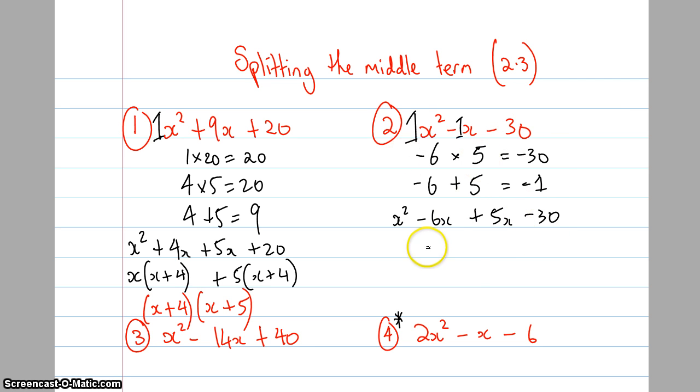Okay, and now I just go about factorizing these two and these two. So I get x minus 6, plus 5 times x minus 6, and again that's good. I've got the same bracket both times, so now I take that out as a common factor. I get x minus 6, x plus 5. Okay, so just another handy way of being able to try and factorize these things.